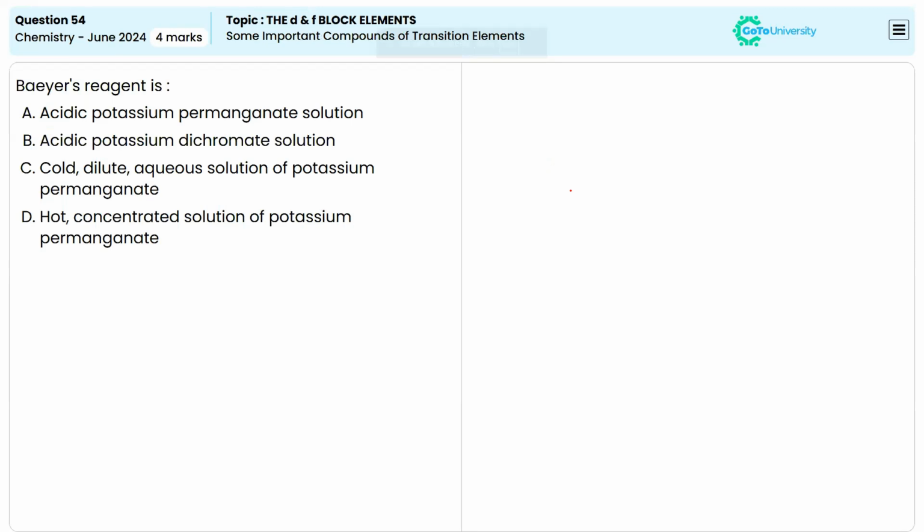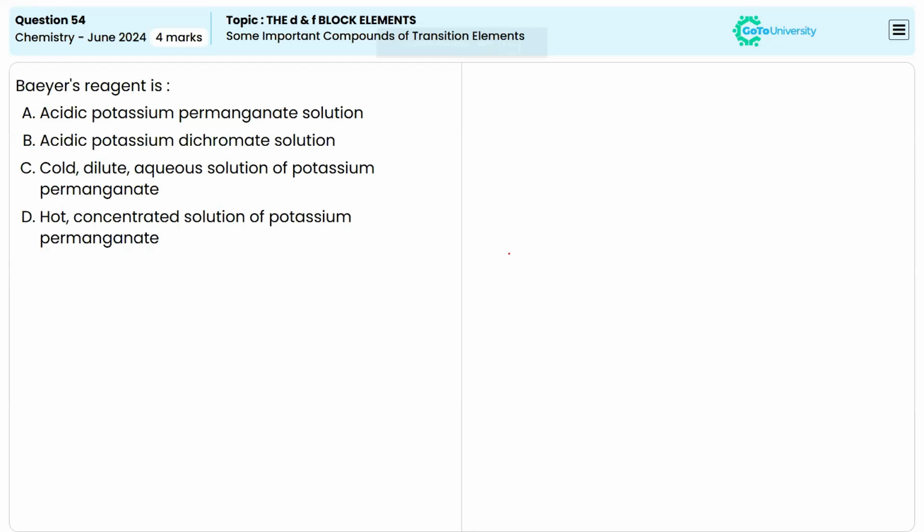What is Bayer's reagent? So we have to know what Bayer's reagents are. First of all, we have to know the use of Bayer's reagent. Bayer's reagent is used as a qualitative test for the presence of unsaturation, that is, to check the presence of a double or triple bond in an organic compound.